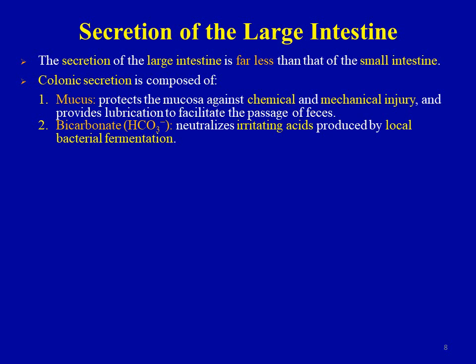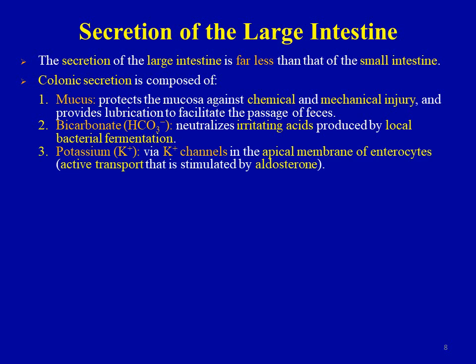The other secretion is bicarbonate that will neutralize the irritating acids produced by the gut microbiota. Gut microbiota undergo fermentation, and this fermentation produces acids, and these acids are irritating. The acids help in the absorption of divalent cations, but they are quickly neutralized by the secreted bicarbonate. Another secretion is potassium via potassium channels present in the apical membrane of the lining enterocytes, and this secretion is through active transport, and it is under the control of aldosterone hormone.